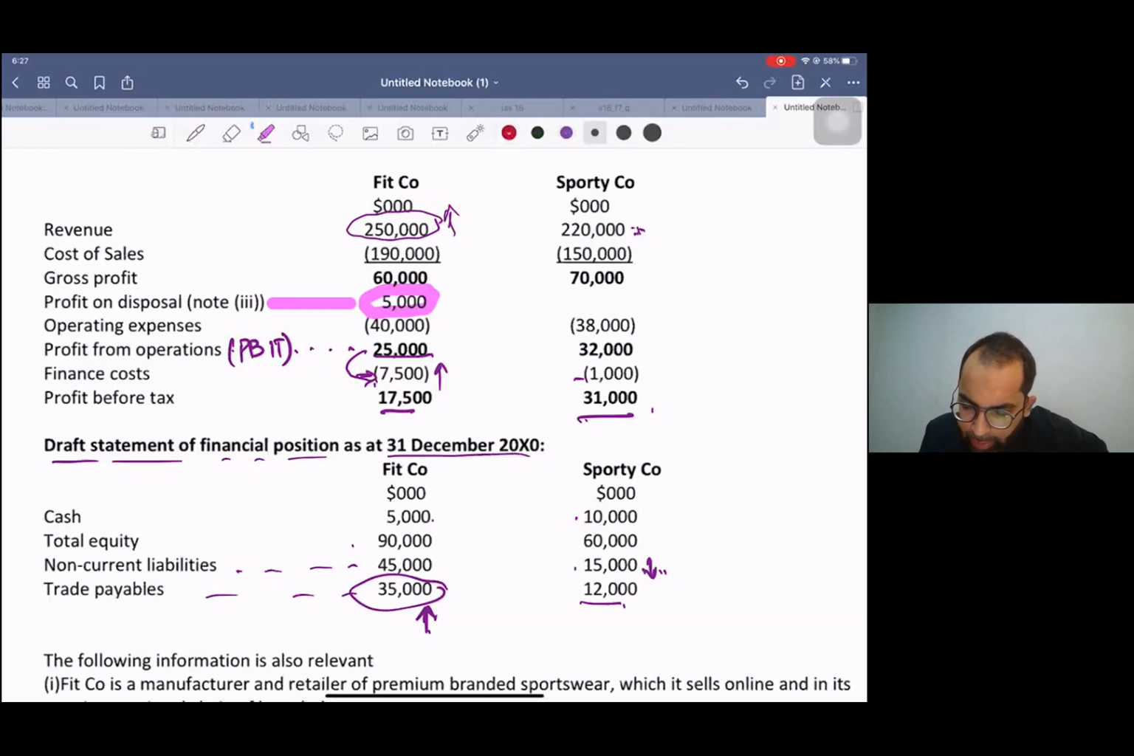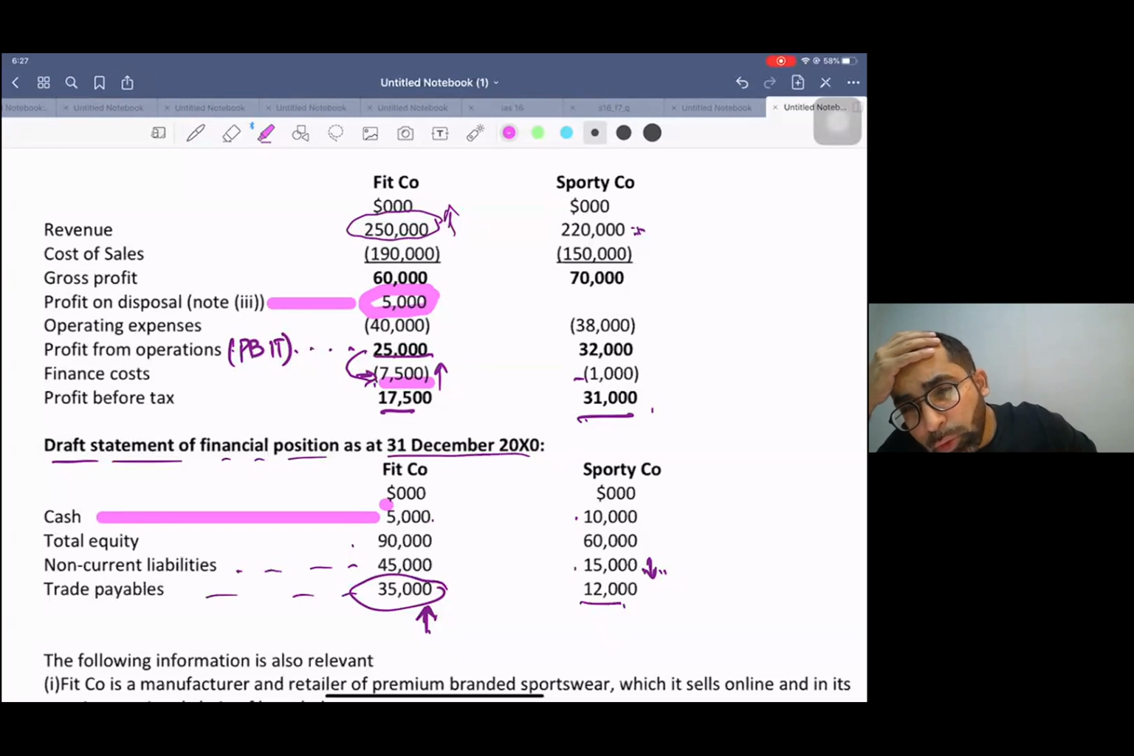Now, just a discussion. Fit company has a cash balance of 5,000. And what's the finance cost of Fit company? It's 7,500. So if we look at Fit company in terms of profits, yes, Fit company has enough profits to cover the finance cost.